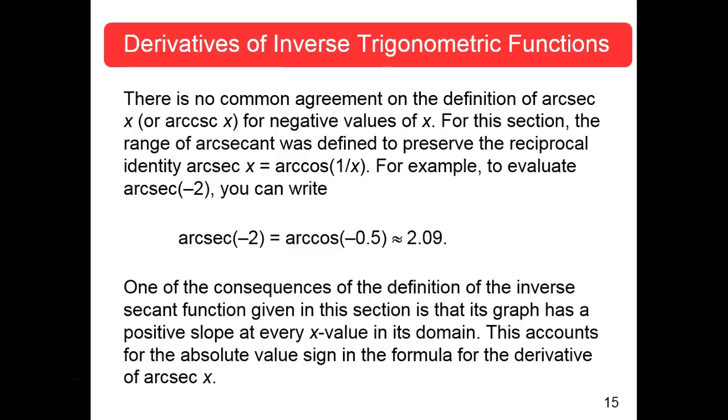So with that in mind, there is no common agreement on the definition of arc secant and arc cosecant for negative values of x. For this section, the range of arc secant was defined to preserve the reciprocal identity this way. For example, to evaluate arc secant of negative 2, you have to go through gyrations. And frankly, how I would suggest doing this, set this equal to some angle theta. And that says that secant theta is equal to minus 2. That means 1 over cosine of theta is equal to 1 over 2.